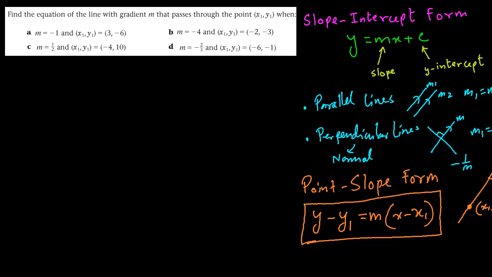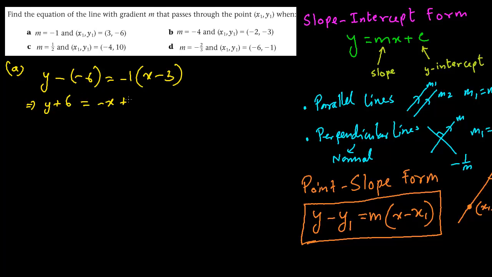The idea is to find the equation of the line where the gradient is given and the point is given. So question number A, we know the gradient is minus 1 and the point is 3, minus 6. So y minus y1 is going to be y minus minus 6 equals the gradient, minus 1, times x minus x1, which is 3. If we simplify this, it would be y plus 6 equals minus x plus 3.